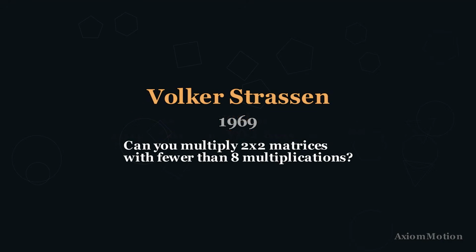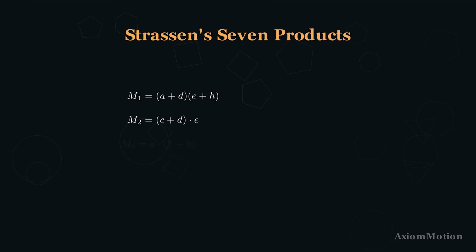In 1969, Volker Strassen asked a seemingly absurd question. Can you multiply 2 by 2 matrices with fewer than 8 multiplications? The answer, against all intuition, was yes. Strassen defined 7 intermediate products.